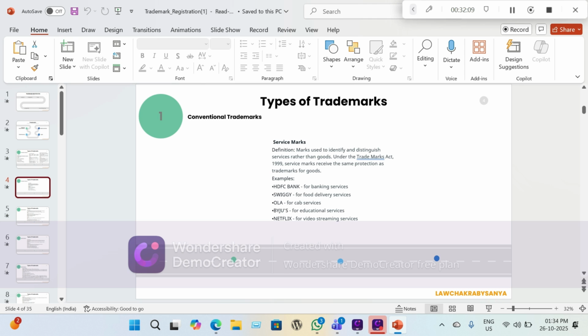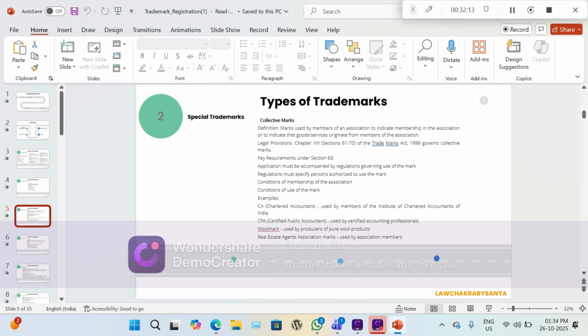Now, if we go on to the next slide, we'll understand another type of trademarks. There are special trademarks also. Special trademarks are trademarks that are distinct from conventional trademarks, because conventional trademarks are the trademarks that you often go by every day and you apply for and you understand. But there are special trademarks also, which are collective marks.